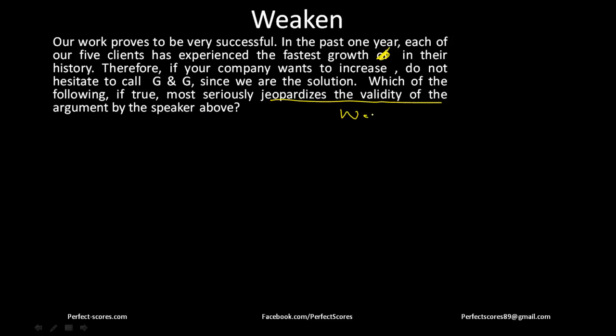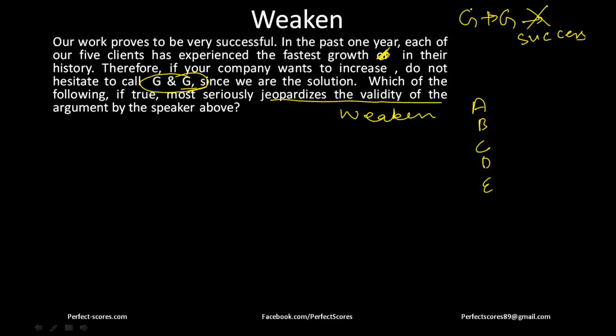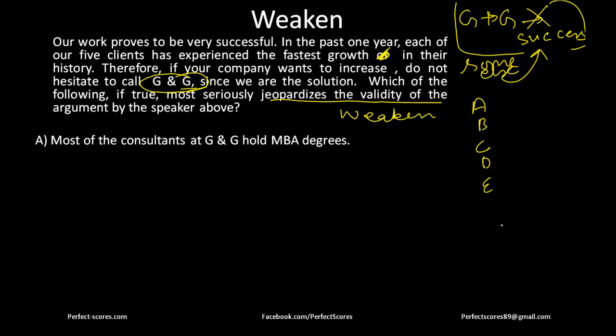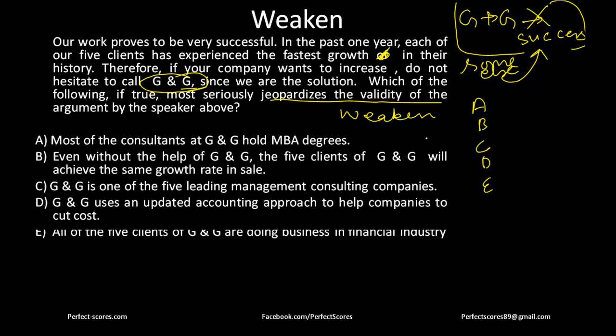Now this is another form of a weakening question. We have the options in front of us. The conclusion says that if you come and call GNG, only then will you be successful. So GNG causes success. If we prove this relation to be false, we'll be able to weaken it. If we show something else can cause success, then this entire argument would get weakened. So let's go through the options. Now these are the 5 options.